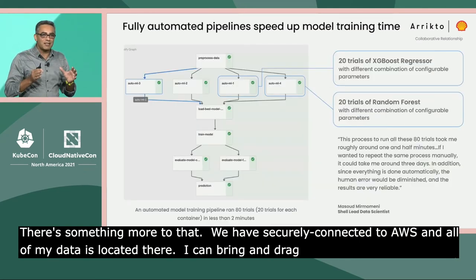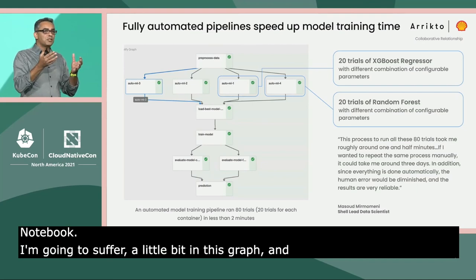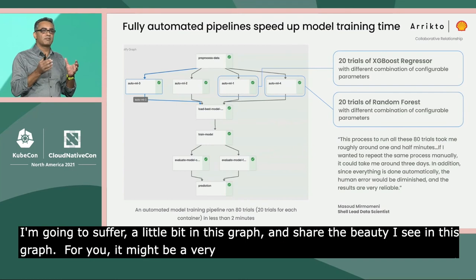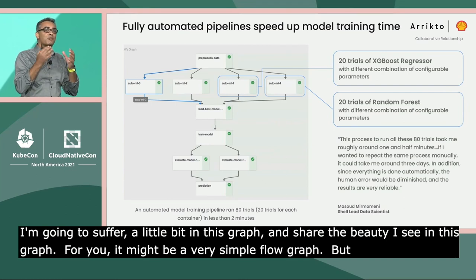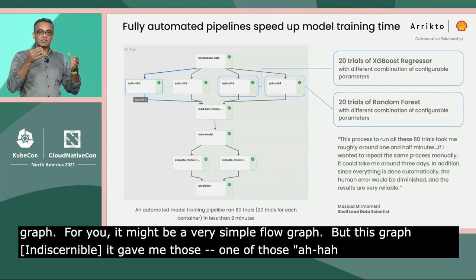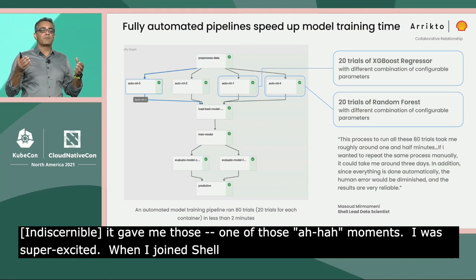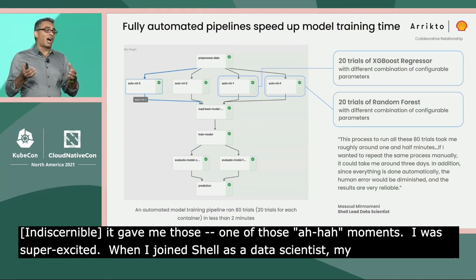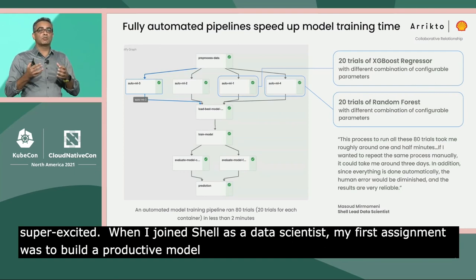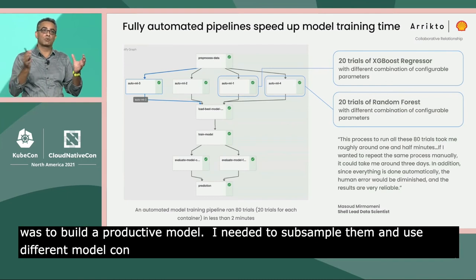I'm going to suffer a little bit in this graph, and I'm going to share the beauty I see in it. For you, it just might be a very simple flow graph, but this graph was very lovely to me. It gave me one of those aha moments when I saw it for the first time. I was super excited. When I joined Shell as a data scientist, my first assignment was to build a predictive model. I needed to grab data from different sources, I needed to subsample them, and I needed to use different model configurations. But I couldn't have a huge search space because I was working locally.